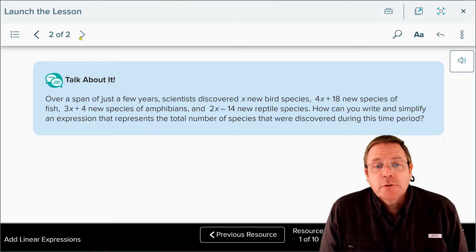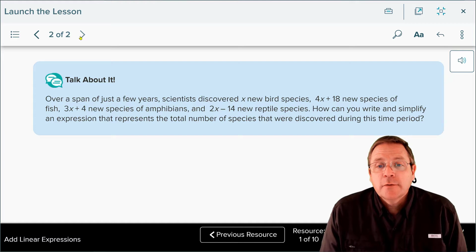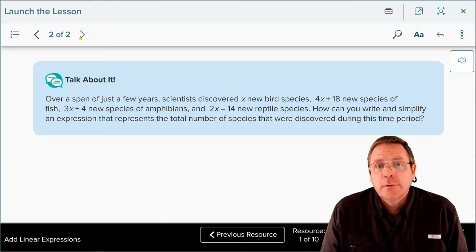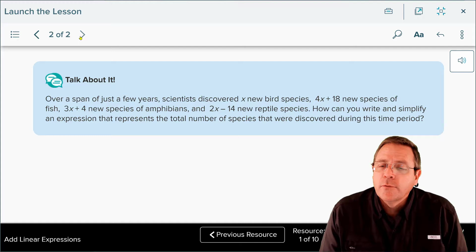Over the span of just a few years, scientists discovered x new birds and 4x plus 8 new species of fish, and 3x plus 4 new species of amphibians, and 2x minus 14 new species of reptiles. And of course, scientists write it that way because they're weird, right? No, nobody really writes it that way, but the book's trying to make the math cool for you.